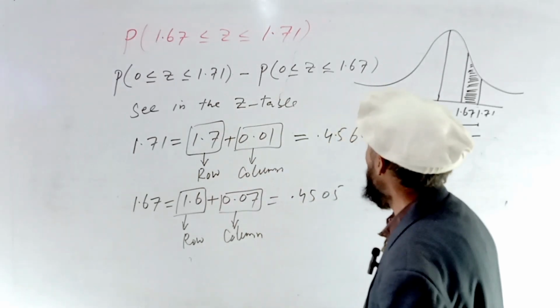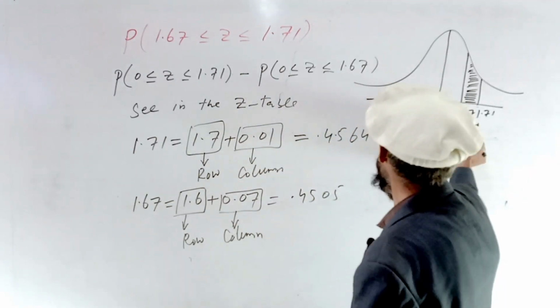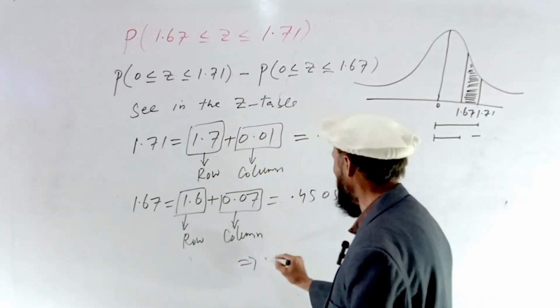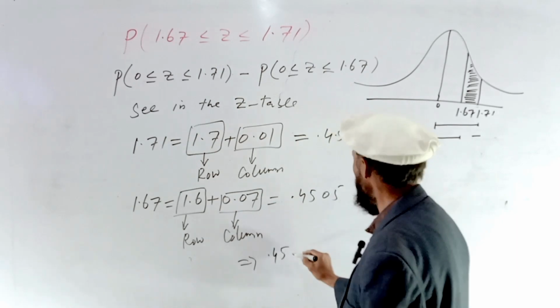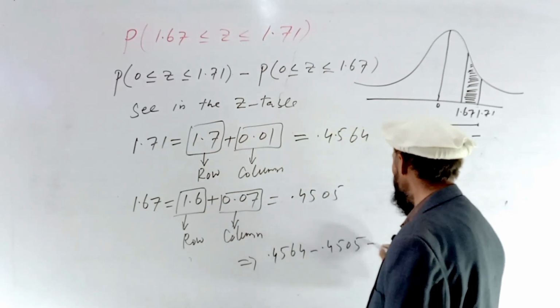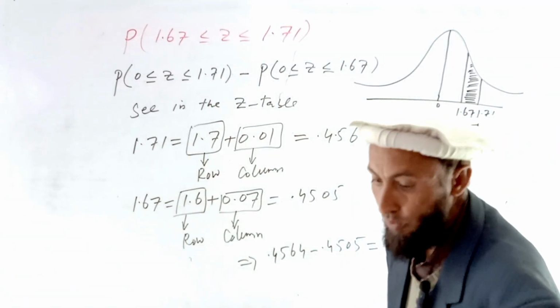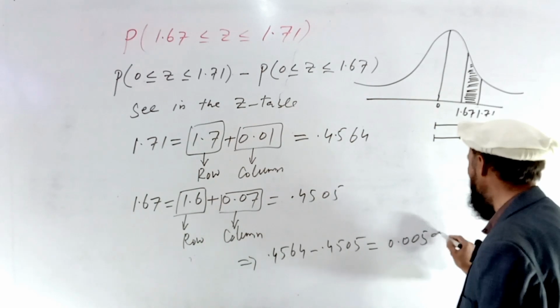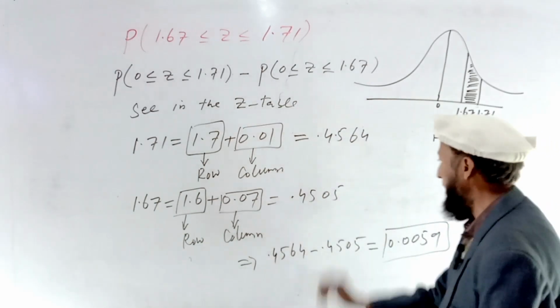Now the required results are subtracted from each other. If we substitute this result in the above probabilities, 0.4964 minus 0.4505, the result is equal to 0.0059, which is the required result.